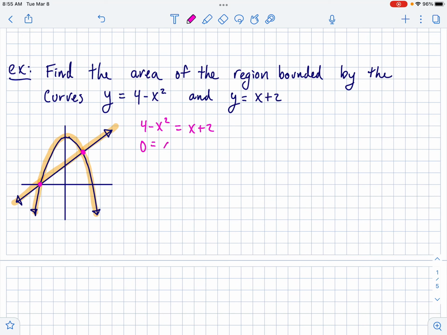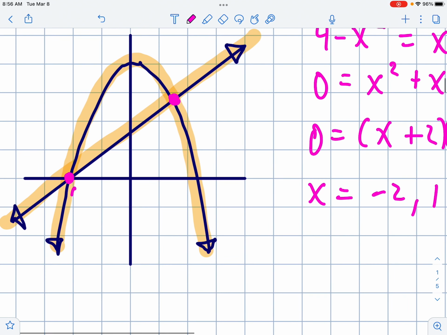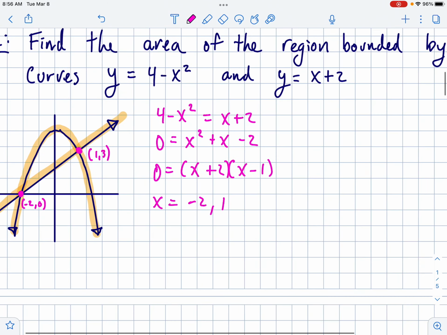Now this is a quadratic, so I'm going to move everything to one side. Subtract 4 and you get negative 2. Now, does this factor? Yeah, it does. So it's going to be x plus 2 times x minus 1. Set those equal to 0 and you get, I'll put them in the other order, x equals negative 2 and positive 1. So this is the point negative 2, 0. You can get the 0 by plugging it back into the functions if you want. And this is the point 1, 3.